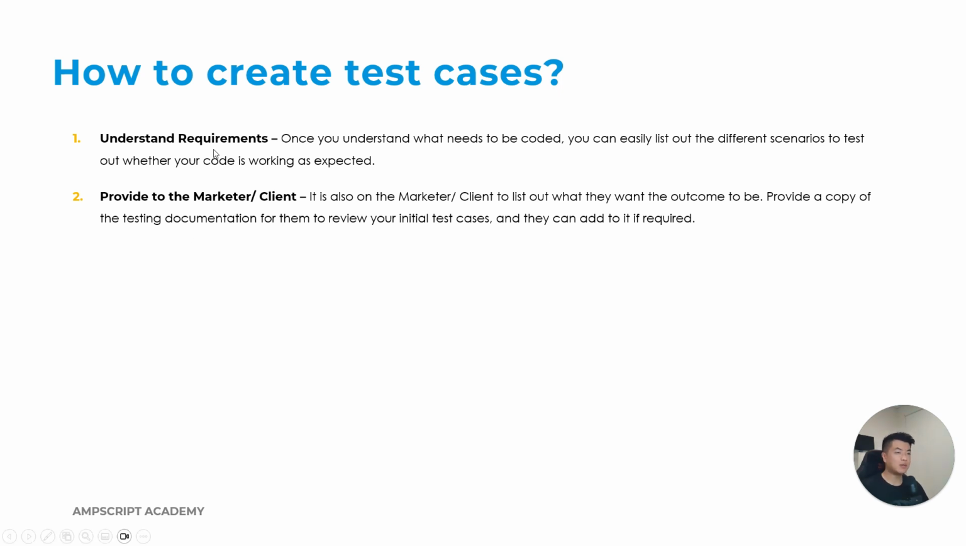Once you at least have some sort of test cases mapped out, then you can provide it to the marketer or client as well, because it is really on them to confirm and provide you with the final approval. So if there's certain test cases that maybe you've missed, it's on them to add on to ensure that you've tested this and that whatever is built meets those requirements. So yeah, provide a copy of the testing documentation for them to review, and they can always add additional test cases. Make sure they don't add additional functionality that is not in the original scope. That's another thing. Make sure they don't do that.